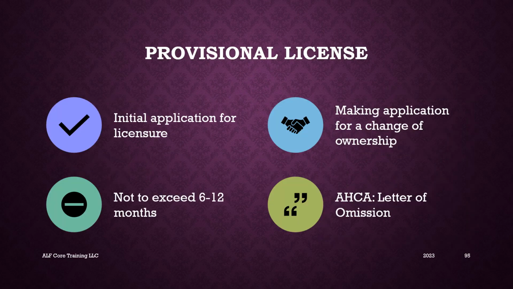A provisional license can be granted if you apply for a specialty license with your initial application. This provisional license will allow you to have that license, but you're basically supervised. So making an application for a change of ownership, you'll be supervised. That new administrator will come in and be supervised for no longer than 6 to 12 months. And then you have to write a letter of admission to AHCA.